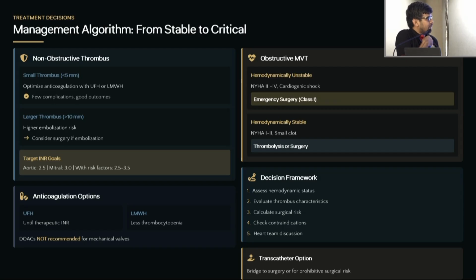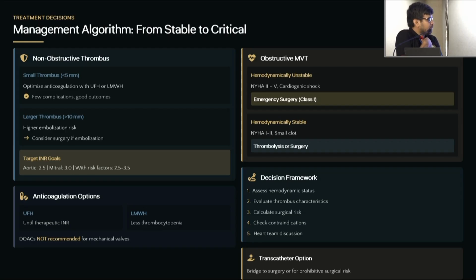For an obstructive mitral valve, when the New York Heart Association breathlessness score is 3 or 4, or the patient is having cardiogenic shock, then we will go for surgery. If the patient is NYHA 1 or 2, or has a small clot, we will first try to dislodge it by doing a thrombolysis. If it is not successful, we will go for surgery.